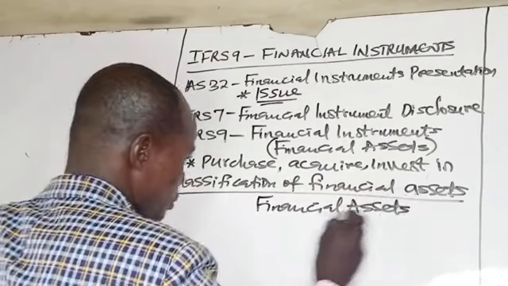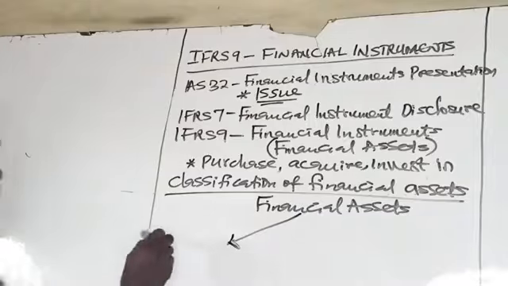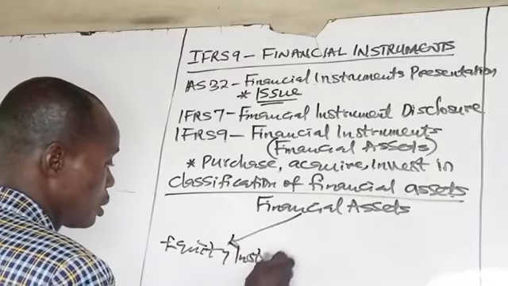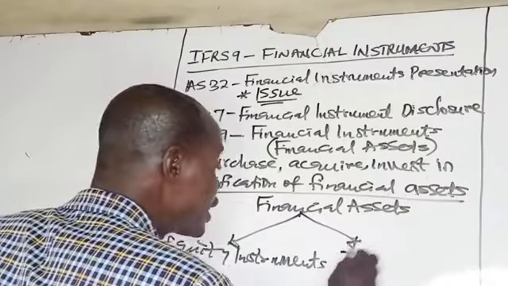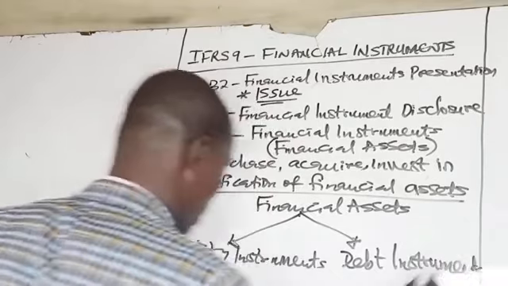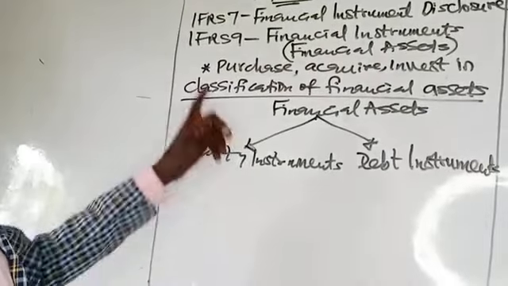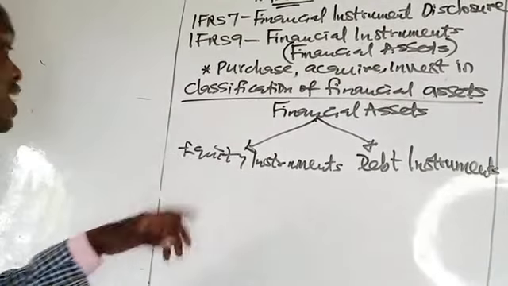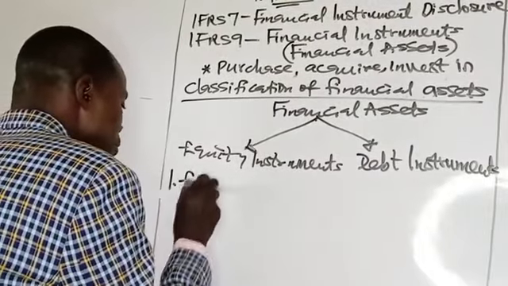Financial assets. Number one, we have equity instruments. Number two, we have debt instruments. These are the two classifications of financial assets in accordance with IFRS 9. So I want to start with number one, which is equity instrument.